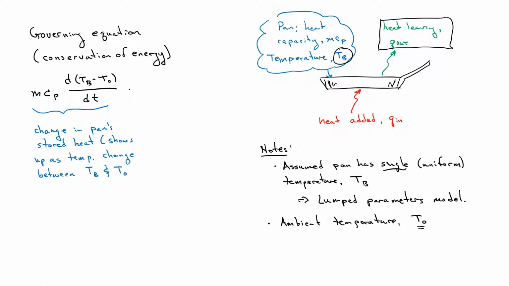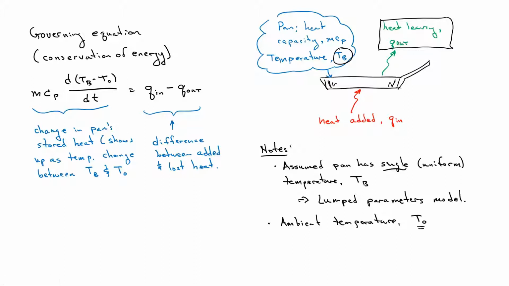This change in the heat stored in the pan is the difference between the heat being put into the pan and the heat that the pan is radiating out. So this term here is just a difference between the heat added and the heat lost. So if I add heat to the pan that I'm not radiating out to the environment, the pan temperature is going to go up.